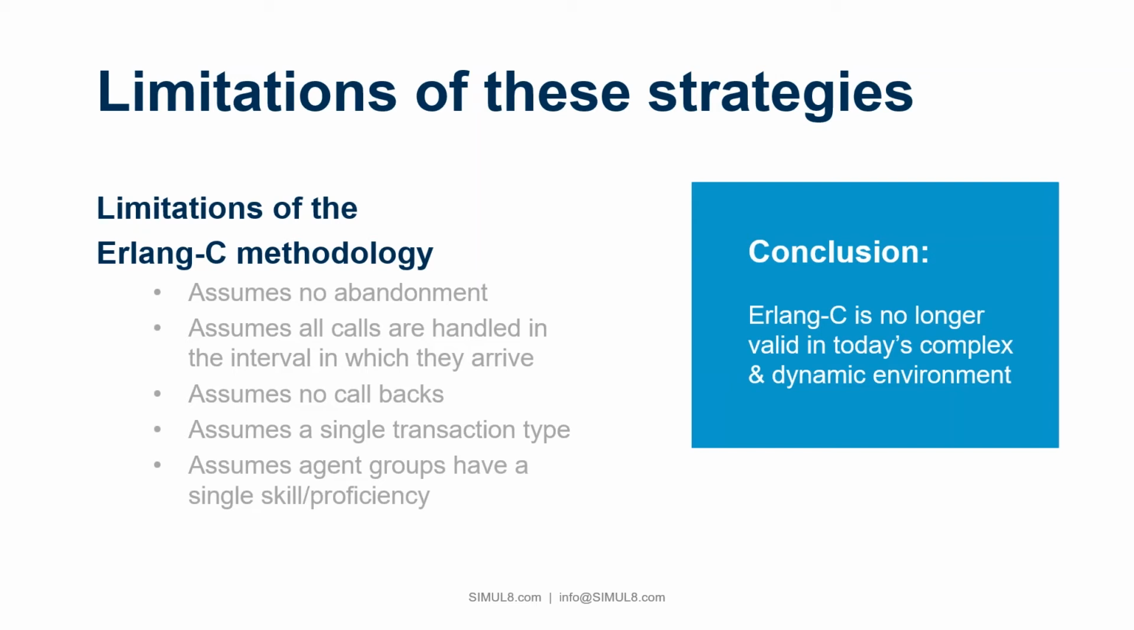It assumes a single transaction type. Obviously, in large call centers, you'll normally be dealing with a large volume of a whole wide range of different transaction types. And finally, it assumes that all of your agent groups will be able to handle all of your different call types, which again is in reality definitely not the case. Certain agent groups will be specialized to handle calls of a different type. So the conclusion here is that Erlang C is no longer a valid tool to use for setting staffing requirements in today's complex and dynamic call center environment.